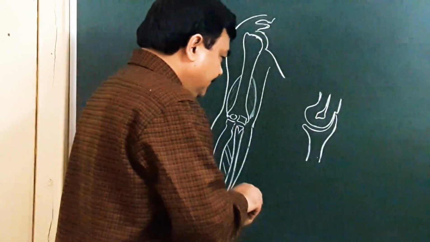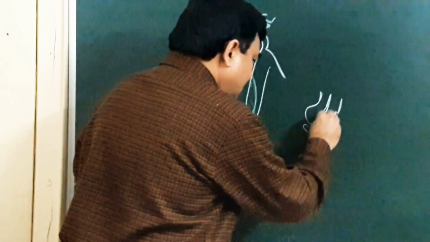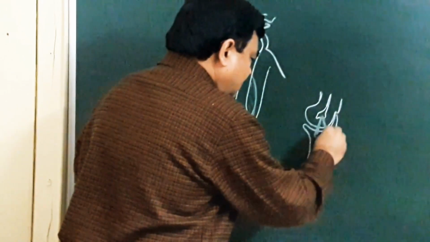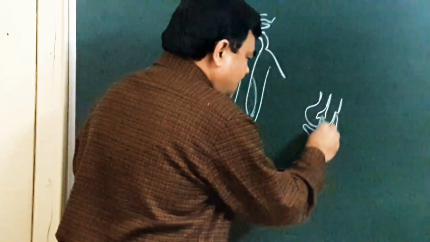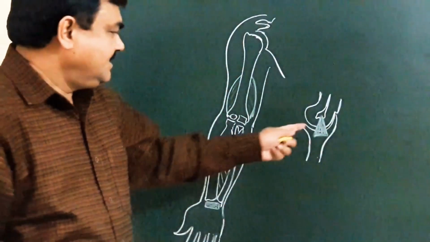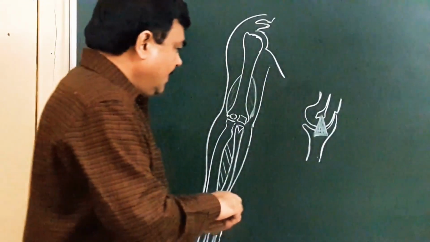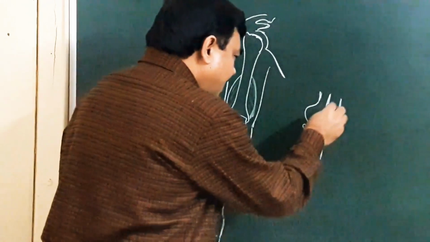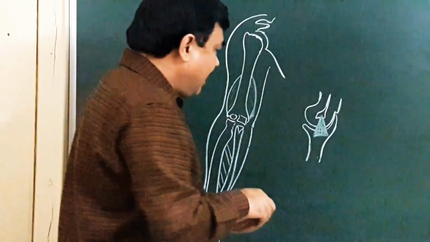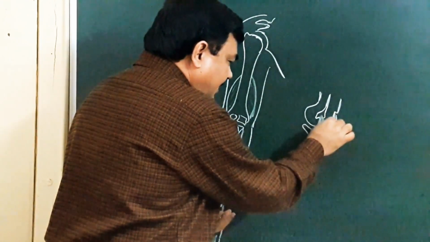And here a ligament is present. This ligament is known as the ulnar collateral ligament. And here a fibrous sheath is present between this olecranon process and the medial epicondyle. This is the olecranon process.